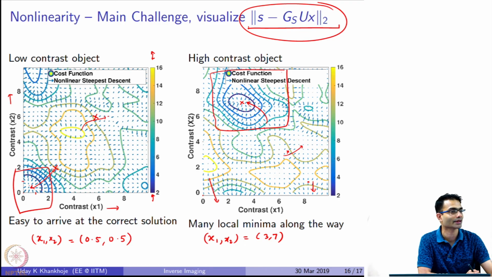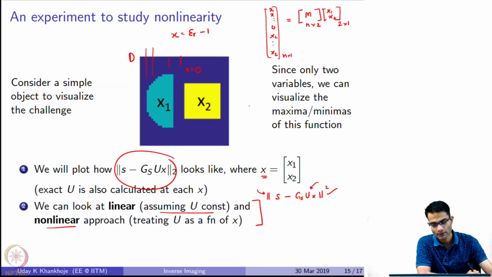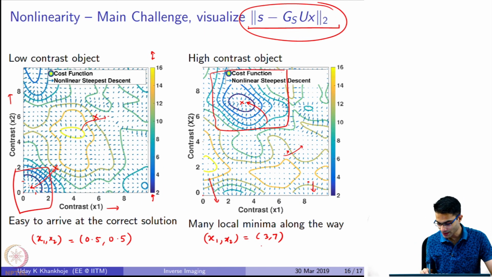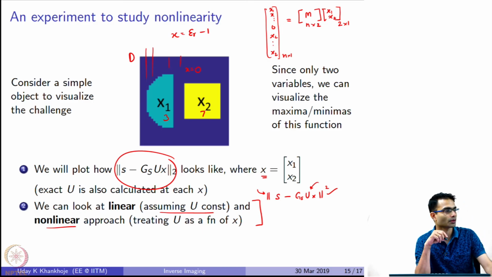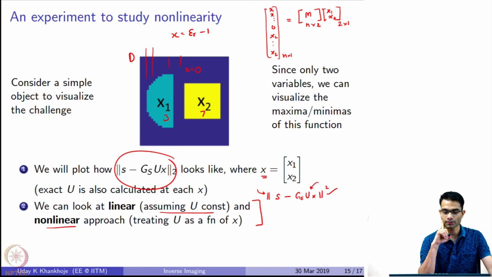and realistic tissues, realistic landmines and all, they will have high contrast, right. So that's why you have to live with this problem. As one suggestion was suggested over here, for example, here we made 3 comma 7, right. So this was 3 and this was 7, and this was a challenging problem, right. Now this contrast was defined as epsilon r minus 1, right. Now that is a simplistic definition.